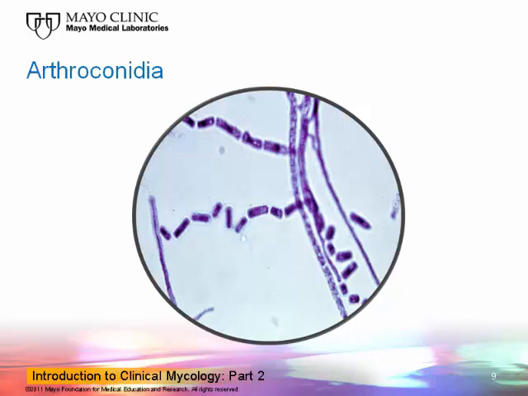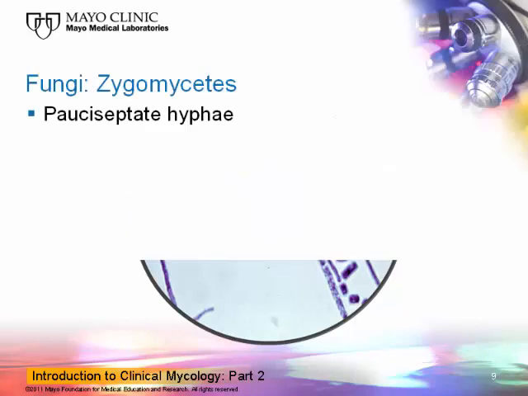Here's what it would look like underneath the microscope. If you had a stain preparation, you would see that these are breaking apart. They're rectangular in shape, and each one of those, again, is a separate unit.